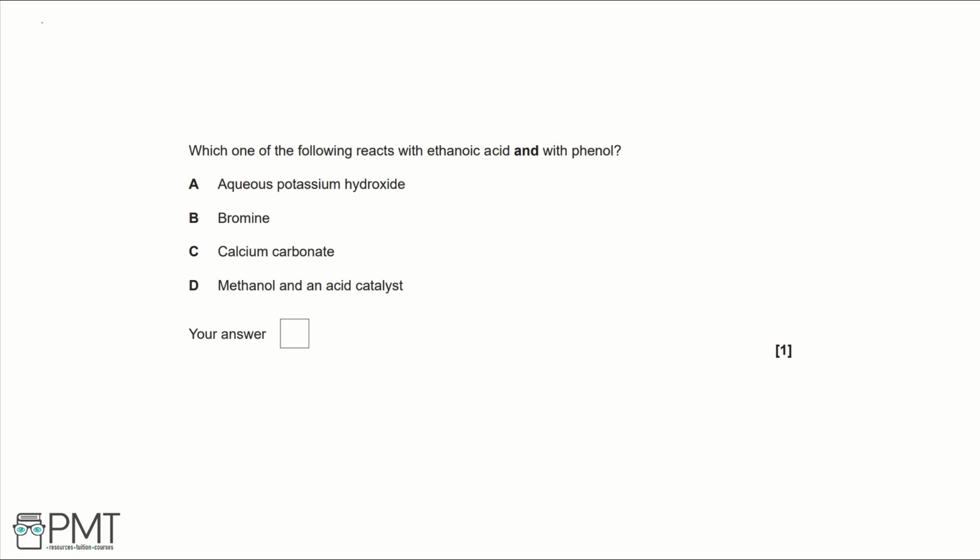So in this question we have to find what reacts with ethanoic acid and phenol. If we draw out both of these, we have a 2-carbon chain with a carboxylic acid group, and we have a benzene ring with an OH group attached. For these questions, I'm going to draw the organic products of the reactions rather than the byproducts, because we're only really looking at the organic products here.